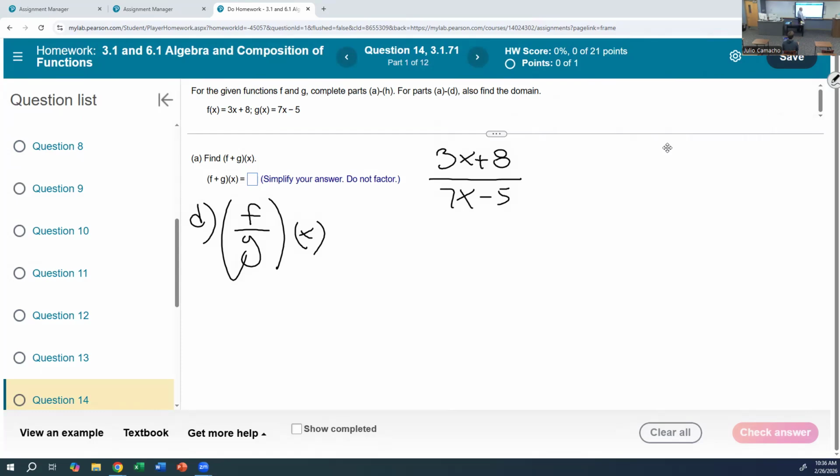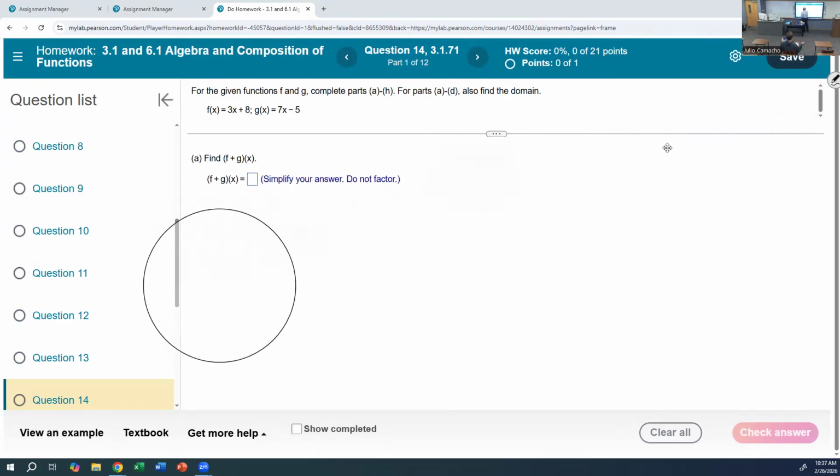Yeah, you need to pay attention because you can have the right answer and not the right answer, because you did more than they're asking for. I find I do that a lot. I'll solve the whole question and I'm thinking, where did I go wrong? And then it says, do not factor.